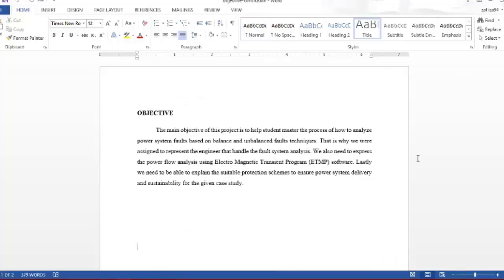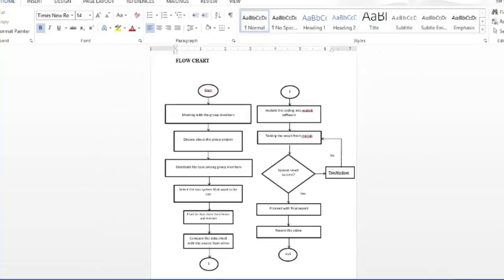For the objective, the main objective of this project is to help students master the process of how to analyze power system faults based on balanced and unbalanced fault techniques. That is why we were assigned to represent the engineer that handles the fault system analysis. We also need to express the power flow analysis using the electromagnetic transient program software, which is EMTP software. Lastly, we need to be able to explain the suitable protection schemes to ensure power system delivery and sustainability for the given case study, now with a flowchart.